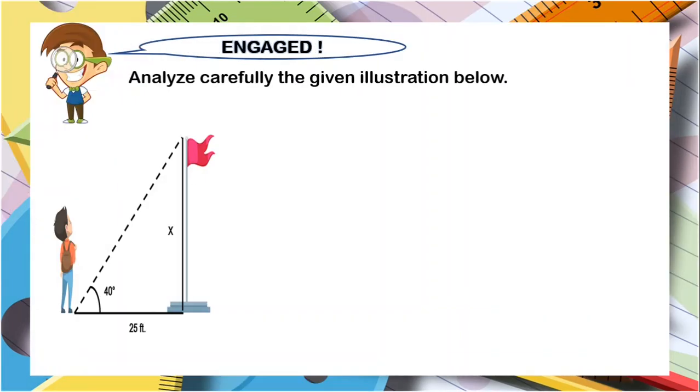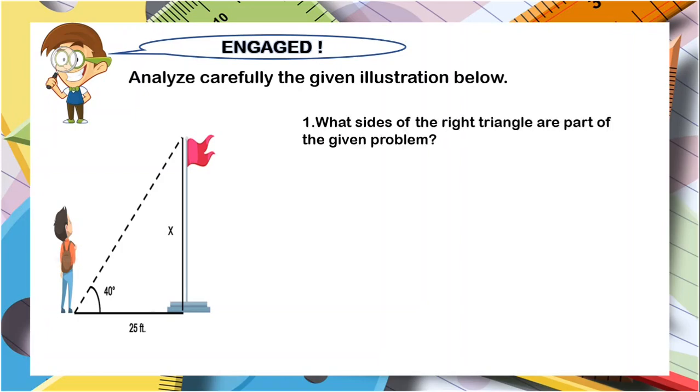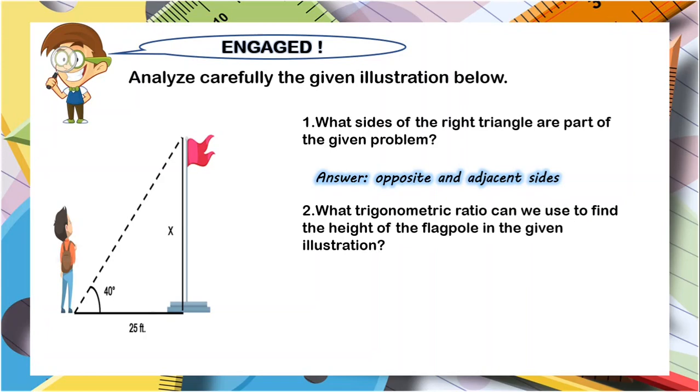Now, let us analyze carefully the given illustration below. What sides of the right triangle are part of the given problem? The sides of the right triangle that are part of the given problem are the opposite and adjacent sides. What trigonometric ratio can we use to find the height of the flagpole in the given problem? We can use the tangent ratio since the opposite and adjacent sides of the right triangle are part of the problem.